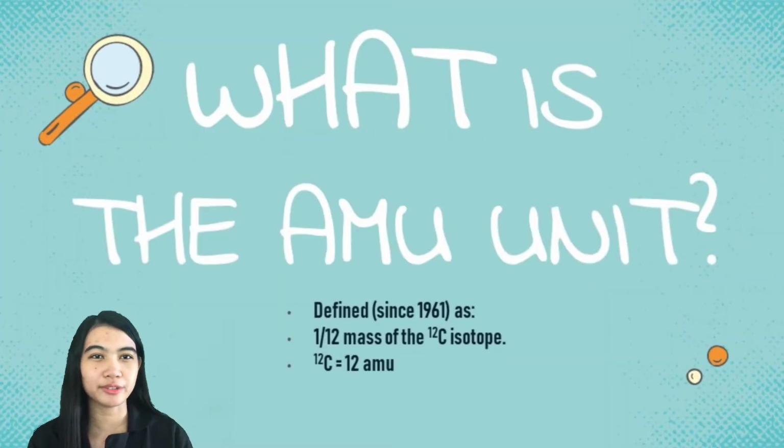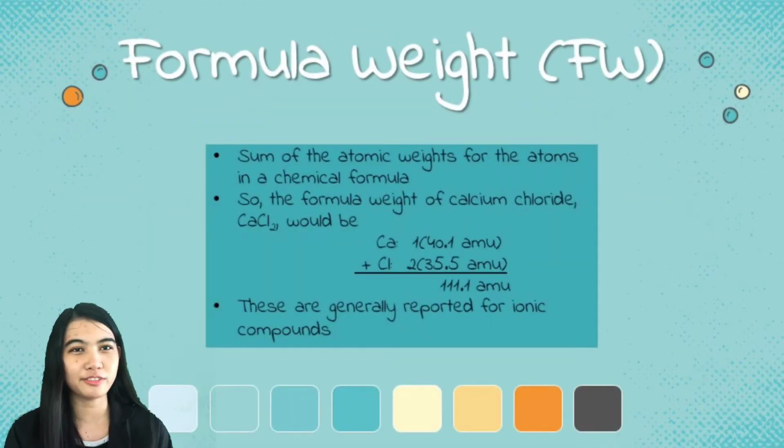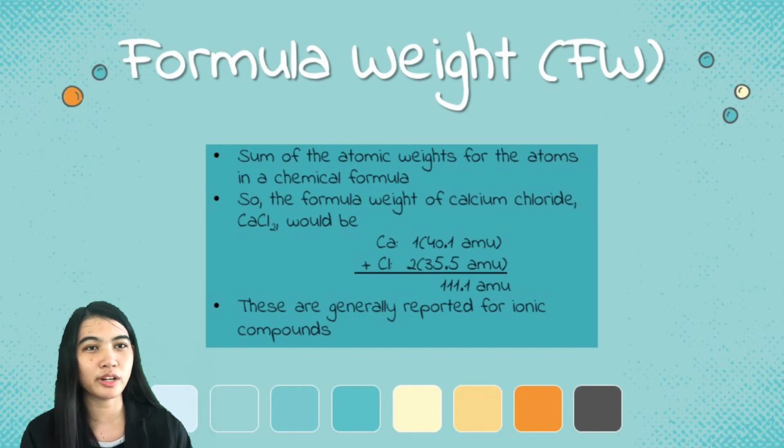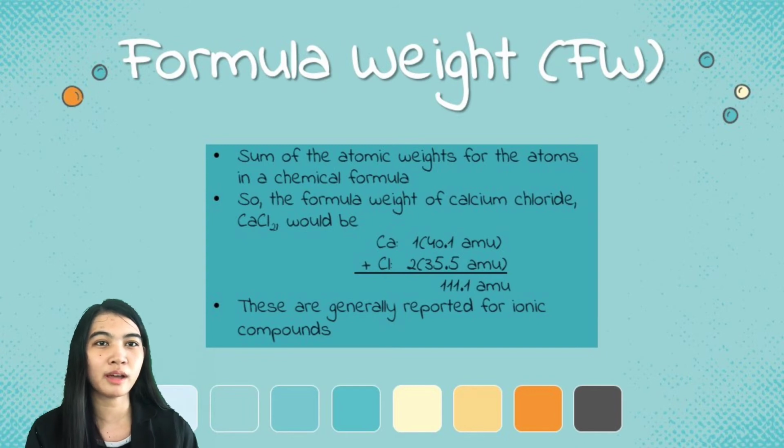What is the AMU unit? Defined since 1961 as 1/12 mass of 12C isotope, wherein 12C is equal to 12 AMU. Formula weight, or FW, is the sum of the atomic weights for the atoms in a chemical formula. So the formula weight of calcium chloride, or CaCl2, would be Ca 1 times 40.1 AMU plus Cl 2 times 35.5 AMU, which is equivalent to 111.1 AMU. These are generally reported for ionic compounds.